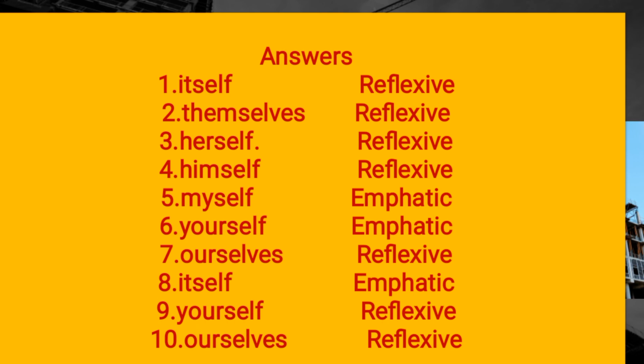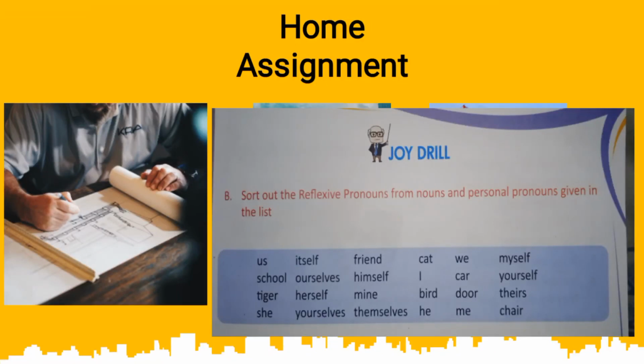Now let's move to exercise B. Exercise B: sort out the reflexive pronouns from nouns and personal pronouns given in the list. Here you can see in this exercise there is a box given. In this box you have some words, and below there are three categories: reflexive pronoun, nouns and personal pronouns. So in this exercise, what you have to do? You have to find out the reflexive pronouns and write them in the reflexive pronoun category. You have to find out the noun words and write them in the noun column. And then you have to find out the personal pronouns and write them in the personal pronoun column. So like this, you have to do this exercise.